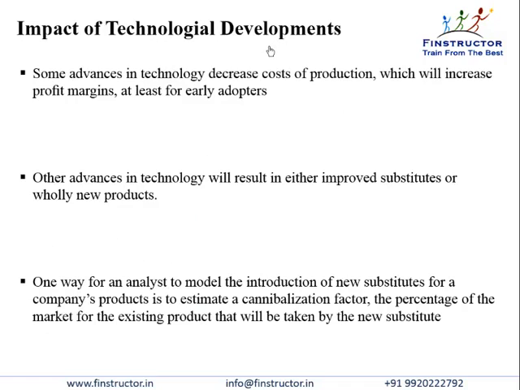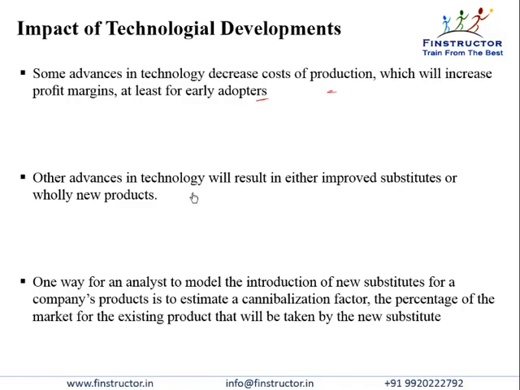In today's world, we often see that technology of production and technological developments have a big impact on the firm's profitability and the firm's process of production. So what we can say is that some advances in technology definitely decrease the costs of production, which increase profit margins, at least for early adopters. If everybody has adopted that new technology and the price has come down, then profitability may not increase. But at least for the early adopters where price hasn't fallen, but the new technology has reduced the cost of production, there will be a benefit.